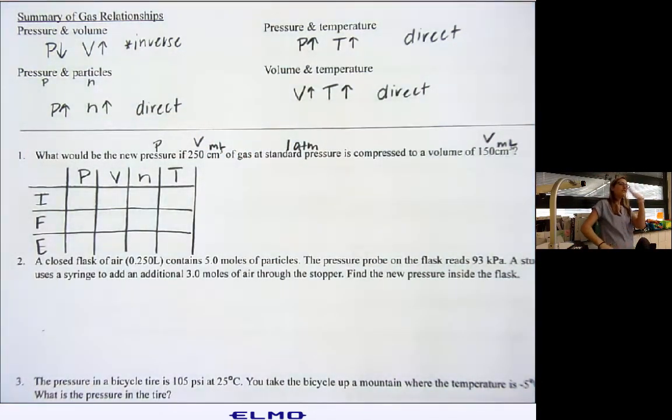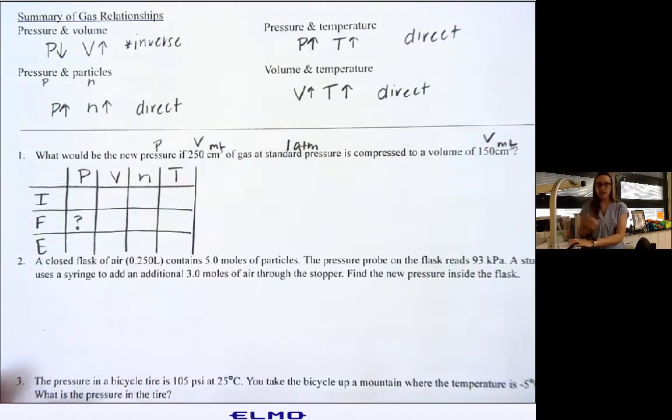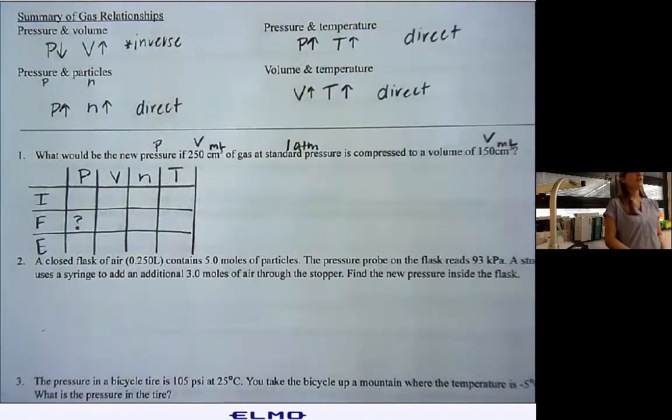Now, we're not always going to fill in every single one of the spots on the table. I'm going to look at what the problem gave me, and sometimes I have to read it a couple times. So it says, what would be the new pressure? So they're asking me about pressure. They're asking me about new pressure. So they're asking me, what's the final pressure going to be? I'm going to put a question mark in the final pressure box.